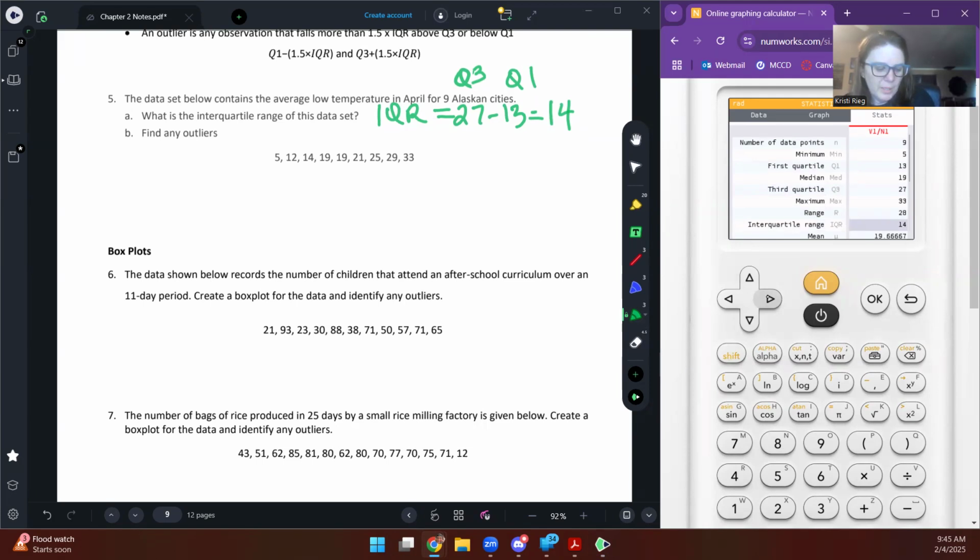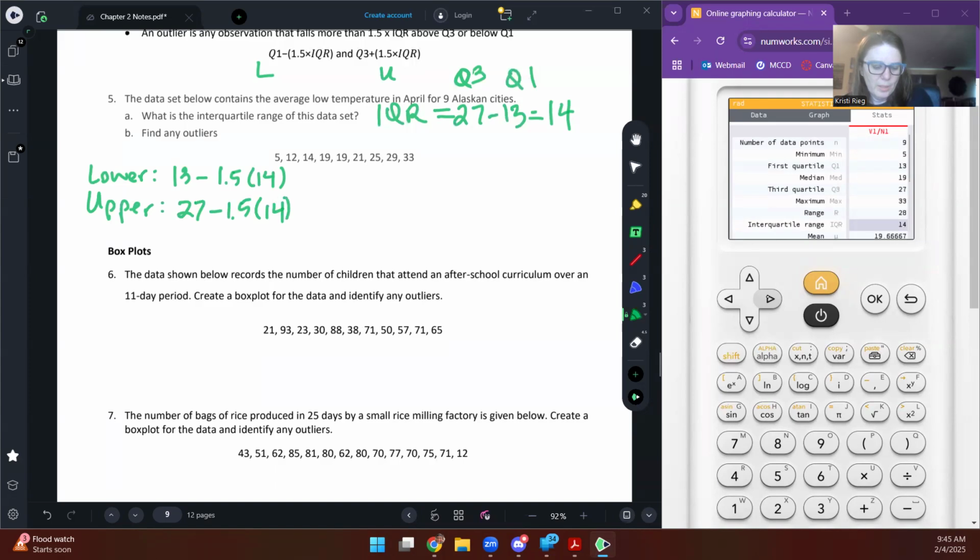Okay, so to find any outliers, we're going to look for the lower by doing this one. The lower is going to be 13 minus 1.5 times 14. And then the upper is this one, 27 plus 1.5 times 14. Both of them use 1.5 times the IQR, which is 14. And there's a typo. The lower is Q1 minus, and then the upper is Q3 plus. That's actually supposed to be a plus sign.